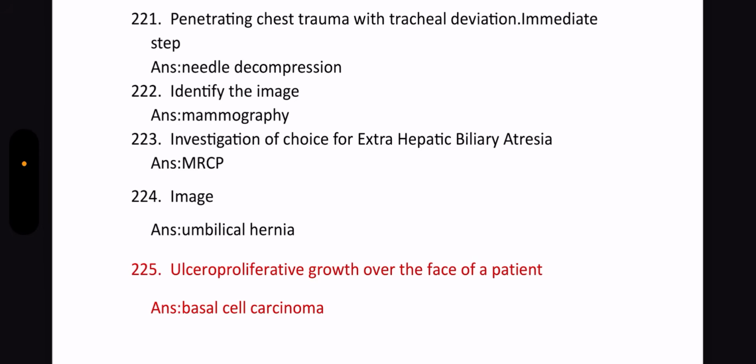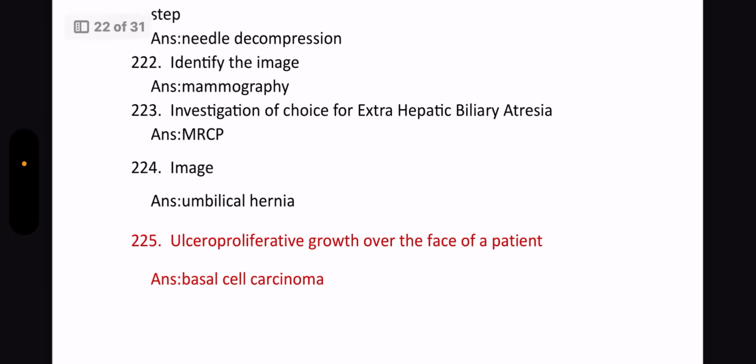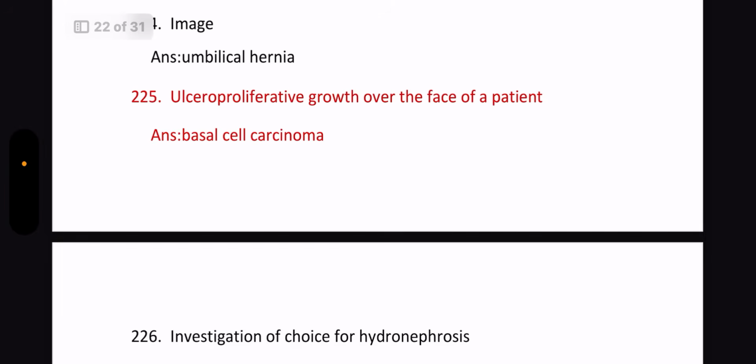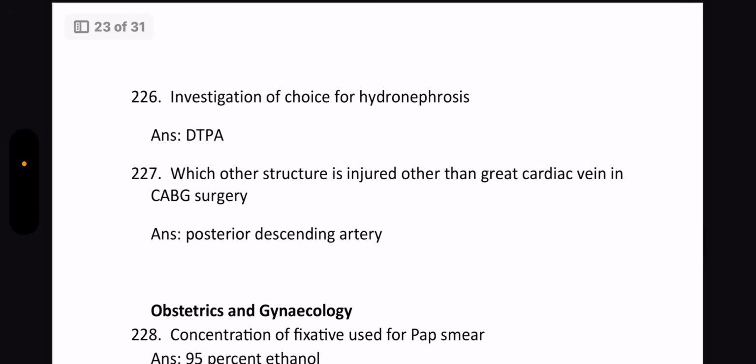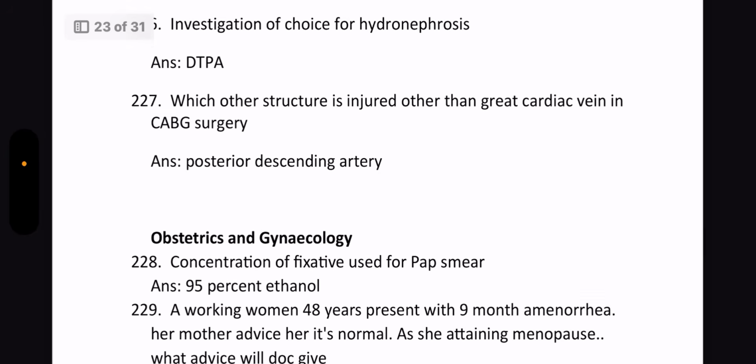Answer is mammography. Next, investigation of choice for extrahepatic biliary atresia. Answer is MRCP. Next is an image-based question. Answer: umbilical hernia. Next, ulceroproliferative growth over the face of a patient. Answer is basal cell carcinoma. Investigation of choice for hydronephrosis.